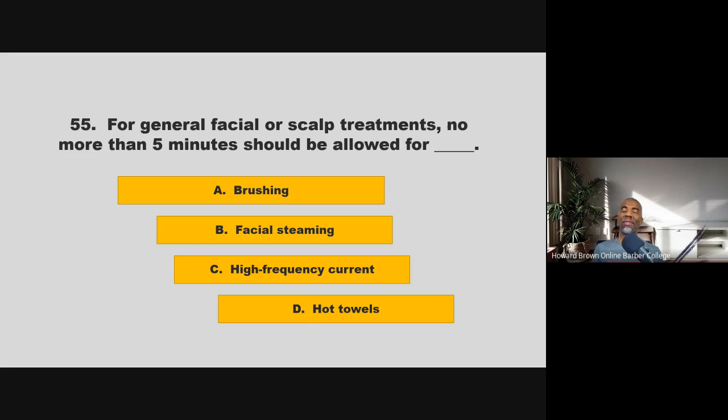For general facial or scalp treatments, no more than 5 minutes should be allowed for blank. Is it brushing, facial steaming, high frequency current, or hot towels? If you chose C, high frequency current, you are correct.